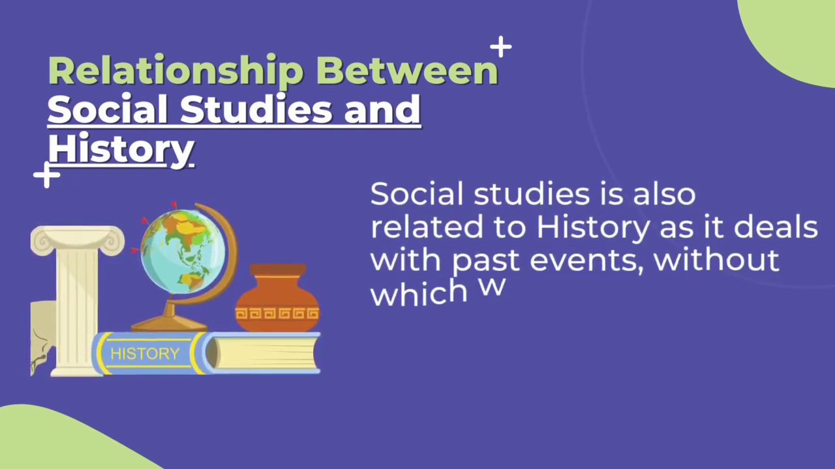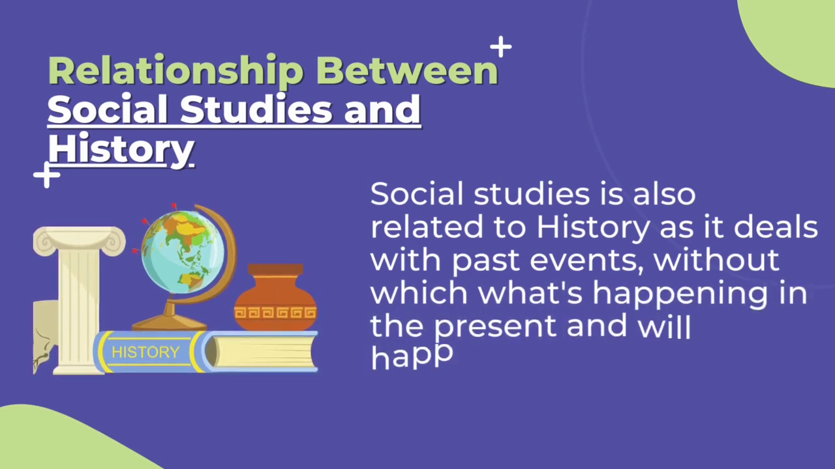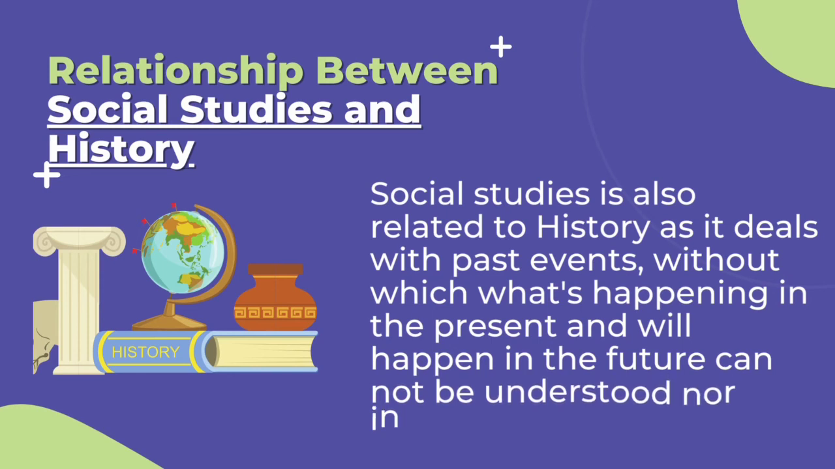Next is the relationship between social studies and history. Social studies is also related to history because history deals with past events, without which what is happening in the present and will happen in the future cannot be understood or interpreted. If you don't have knowledge of past events, for example, how the nation Nigeria gained independence and how it has grown till this day, you will not really have an understanding of the future. So history tells us about past events. So in social studies, we learn about some events that happened in the past.